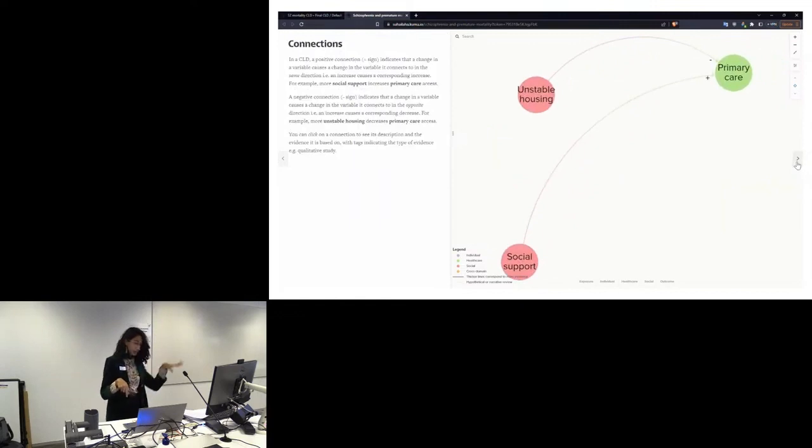So in CLDs, you have positive and negative connections. So a positive connection, indicated by a plus sign, indicates that a change in a variable causes a change in the variable it connects to in the same direction. So for example, an increase would cause a corresponding increase. And then the negative connections, which are indicated by the negative sign, the opposite. So the change in a variable causes a change in the variable it connects to in the opposite direction. So for example, an increase would cause a corresponding decrease.